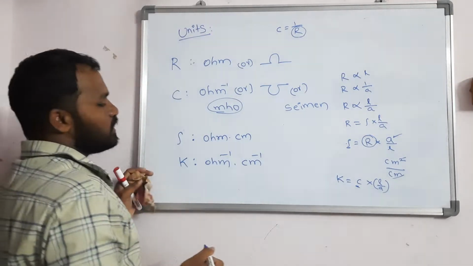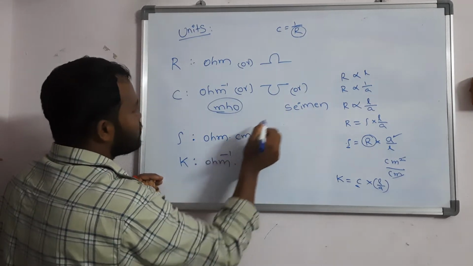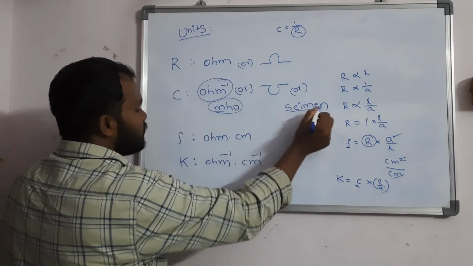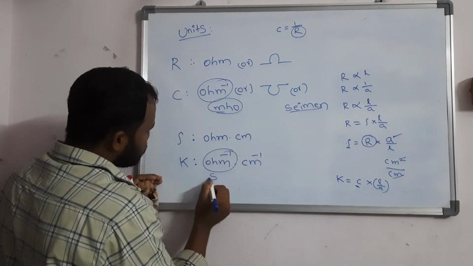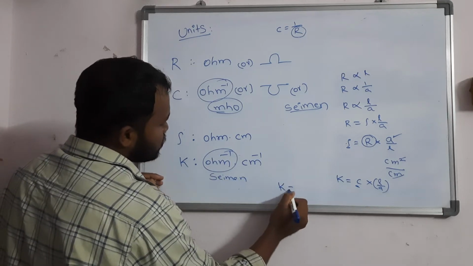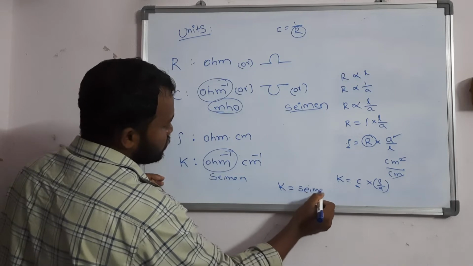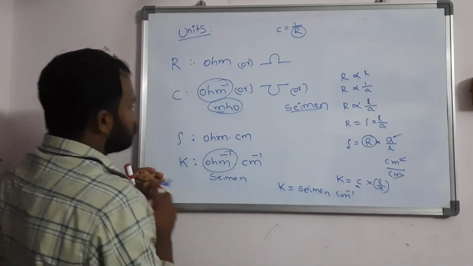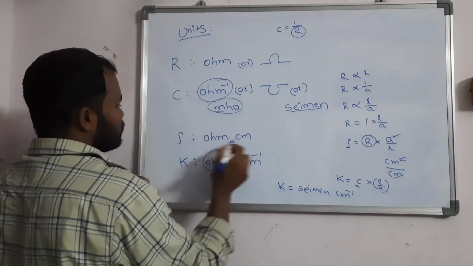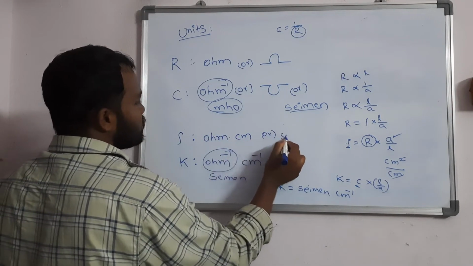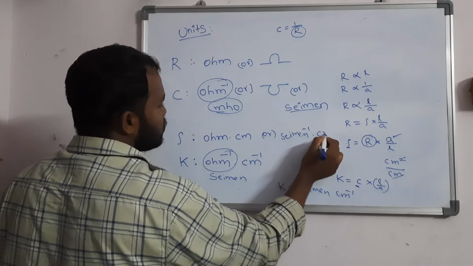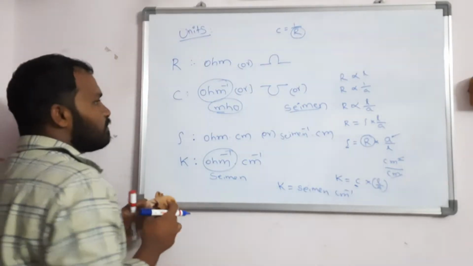Conductance units are Siemens. So in place of ohm inverse, you can write Siemens. For specific conductance, the units is Siemens into centimeter inverse. Otherwise, if you want to write ohms, it means Siemens inverse, so ohm centimeter is Siemens inverse into centimeter. So this is the concept.